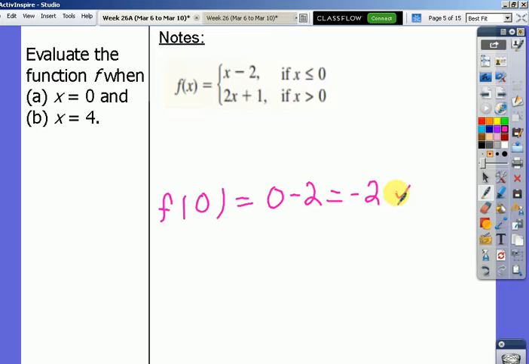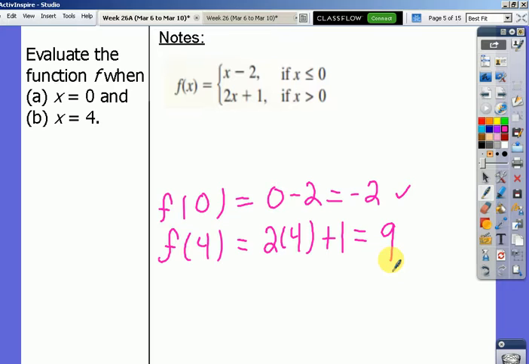And then the next one, when x equals 4, so f of 4. Is 4 less than or equal to 0? No. Is 4 greater than 0? Yes. So do you plug it into the first or second one? Second one. Okay, you shouldn't have your phones out right now. Plug it into the second one. So 2 times 4 plus 1 is 9. Does that make sense? So you're just determining which one it goes into.